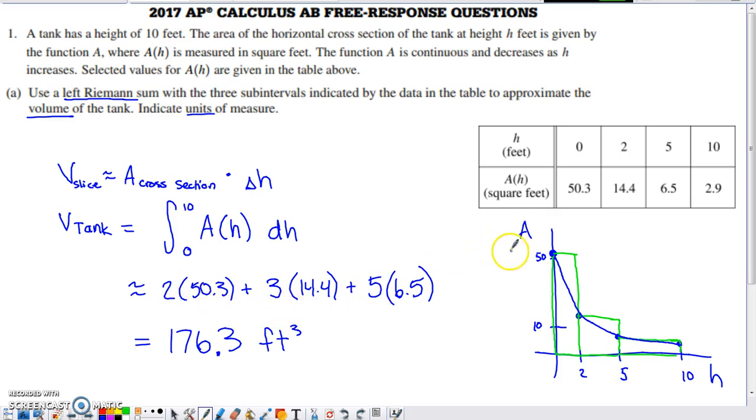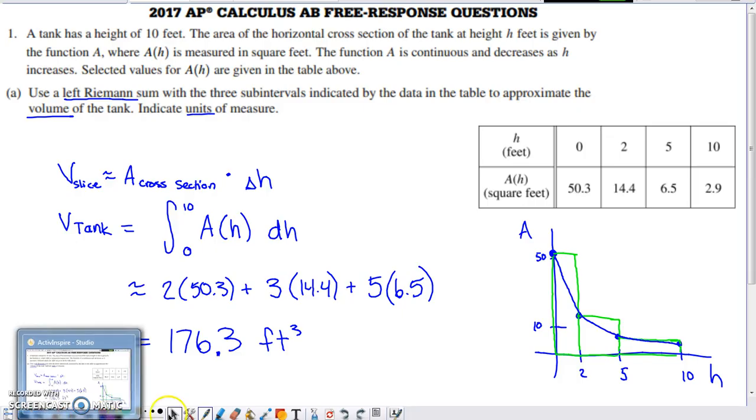So I proceeded across the rest of the x-axis with that same mentality. My next subinterval goes from 2 to 5, so I've got a width of 3. My left endpoint is 2, so I'm taking the y value or the function value at 2 to generate the height of that rectangle. And then my last rectangle has a width of 5 and a height given by the y value at the left endpoint of this interval, which is 6.5. And then the calculator's in play. Fire this into the calculator. You've got 176.3 cubic feet. It did say to indicate units of measure, so don't overlook little things like that if it ever applies.